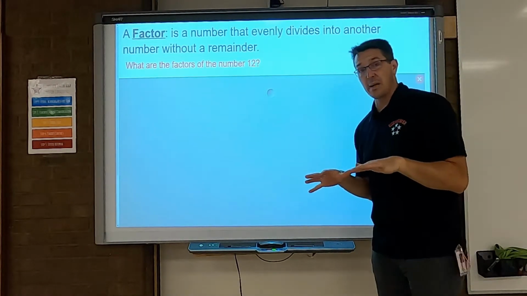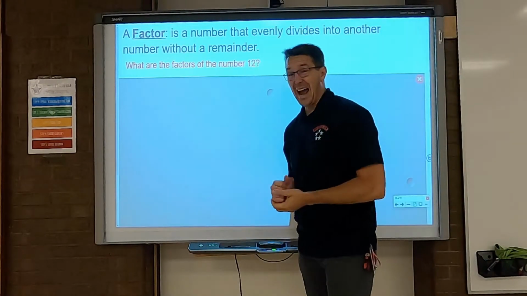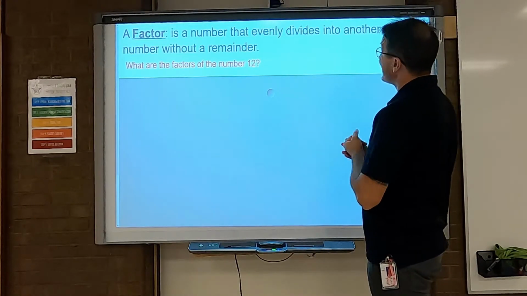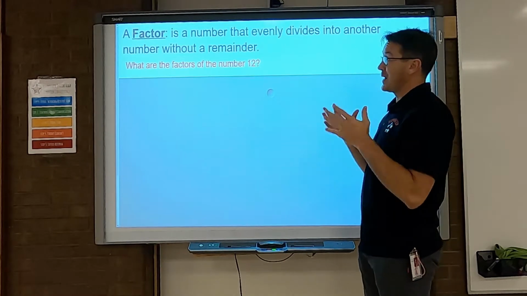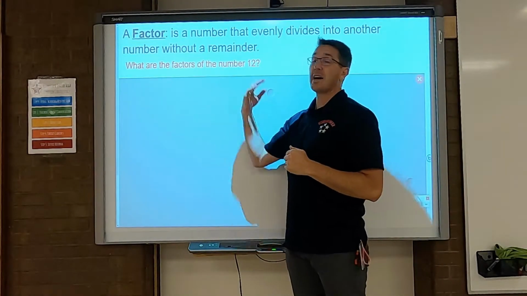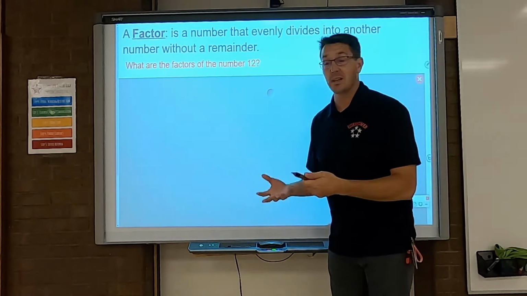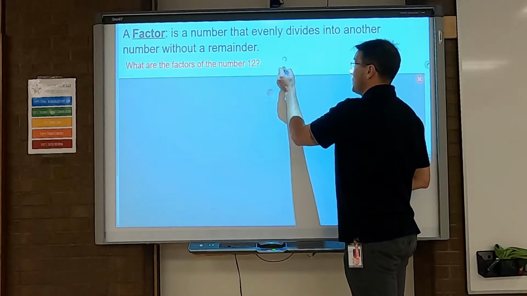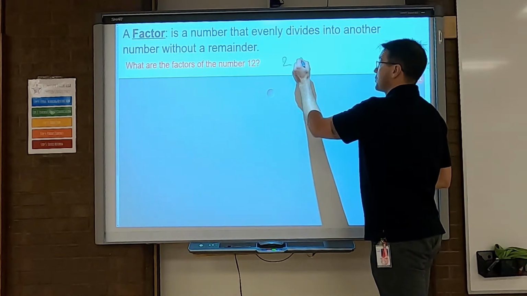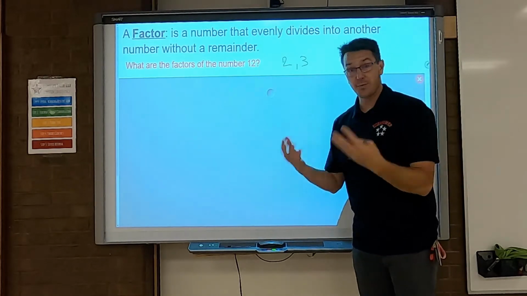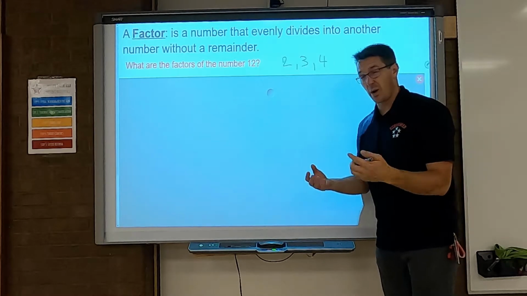So to start this off, we need to talk about the word factoring that you probably haven't seen for a couple years. A factor is a number that evenly divides into another number without a remainder. So for instance, if I asked you what are the factors of 12, you'd have to ask yourself, well, what numbers go into 12 evenly? So you could say 2, because 2 times 6 will give you 12, right? You could say 3, because 3 times 4 is 12. You could say 4, because 4 times 3 is 12.